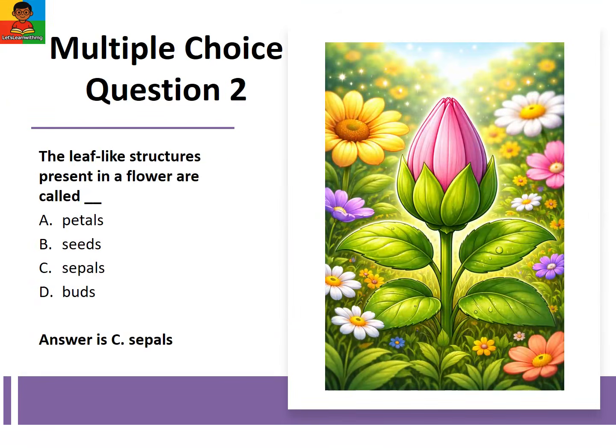Question 2. The leaf-like structures present in a flower are called blank. Option A, petals. Option B, seeds. Option C, sepals. Option D, buds. The correct answer is option C, sepals.